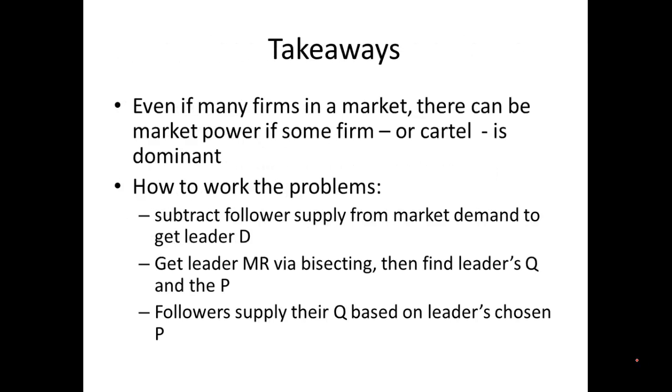So what are the takeaways from the dominant firm model? Well, I think the first is just this. Even if there are many firms in a market, in a homogeneous product market, there can be market power if some firm or cartel is dominant in the way we've described. Now, a second thing I'm going to call a takeaway is just the idea about how to work the problems. And here's how you do it.